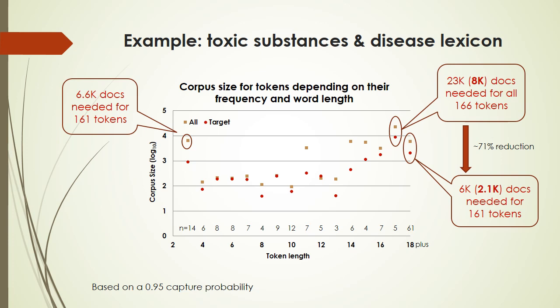Based on the whole database, we will require a corpus of 23,000 documents to be able to identify all the 166 tokens. 8,000 documents only if based on the targeted corpus, about 1/3 of the work. If we are willing to spare the 5 terms of length 17 with very small frequencies, we would need only 6,600 documents based on the whole PubMed and 2,100 records based on the targeted corpus.